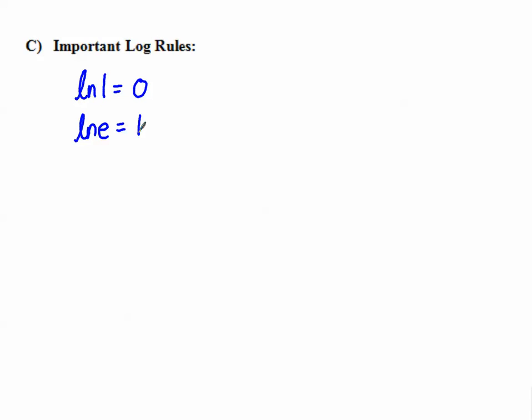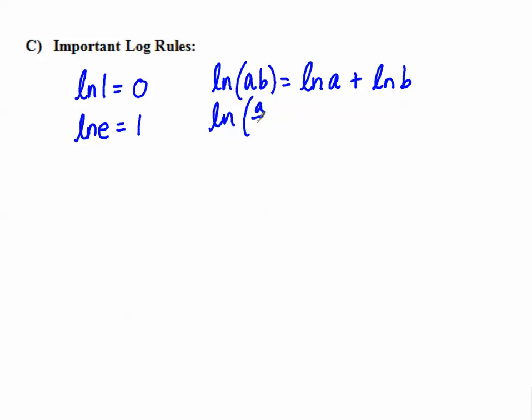Then we have our expanding and condensing rules, like the natural log of a product is the log plus the log, split it up. The natural log of a quotient is the log minus the log. And the natural log of a power, the exponent becomes the coefficient. I reiterate these even though they appear quite simple when you first look at them.